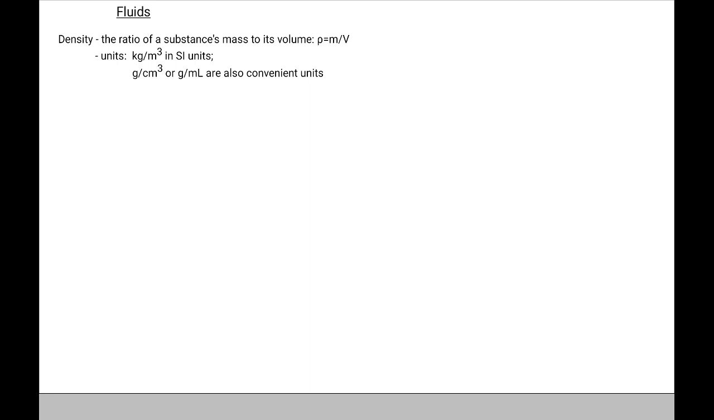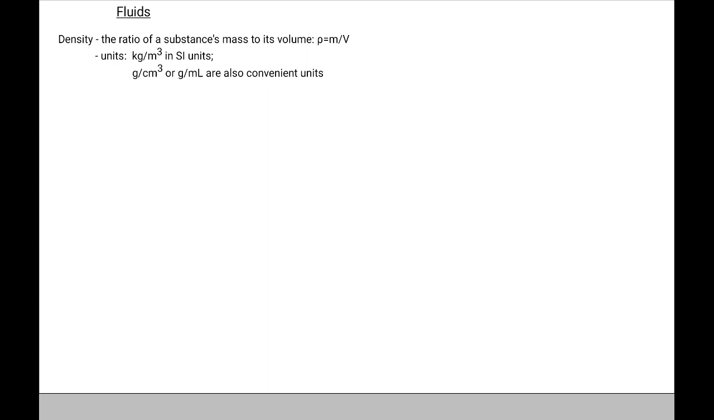That density doesn't just count for fluids, it's also true for solids. But density in general is the ratio of a substance's mass to its volume. So density has the symbol rho, and rho is mass over volume. The SI units for density are the kilogram per cubic meter, but some convenient units are also the gram per cubic centimeter or the gram per milliliter. So here you'll notice that 1 cubic centimeter is equivalent to 1 milliliter.